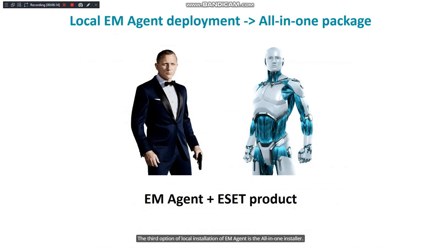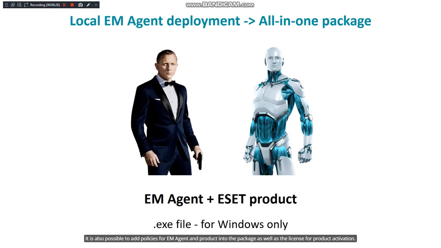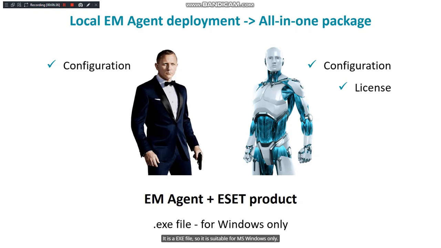The third option of local installation of EM Agent is the all-in-one installer. All-in-one installer is a package of EM Agent and ESET security product. It is also possible to add policies for EM Agent and product into the package as well as the license for product activation. It is an .exe file, so it is suitable for MS Windows only.